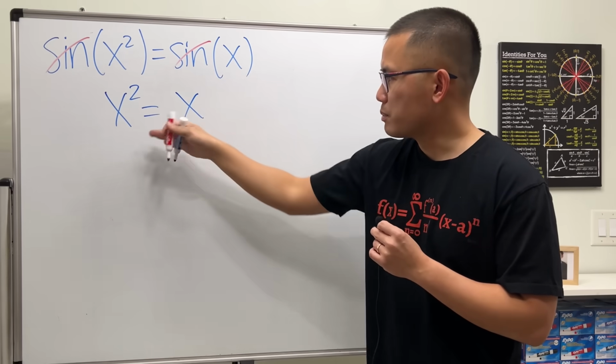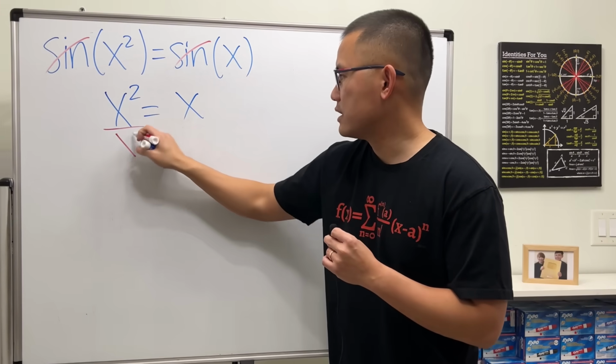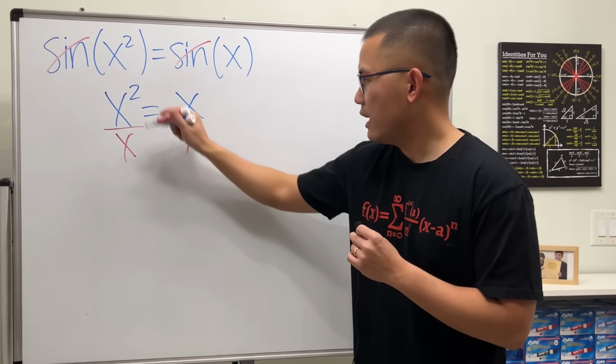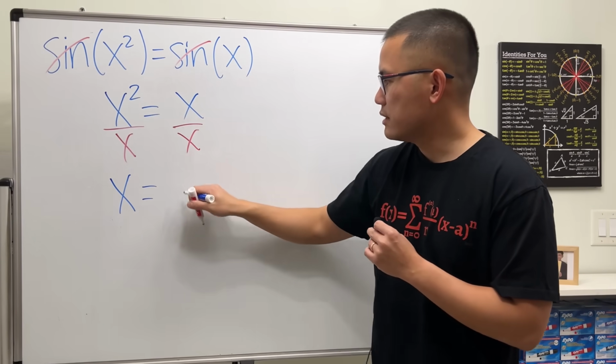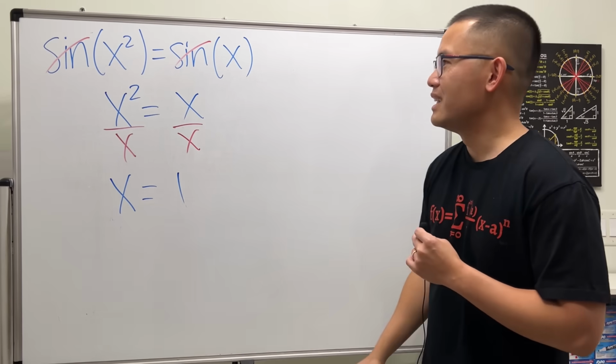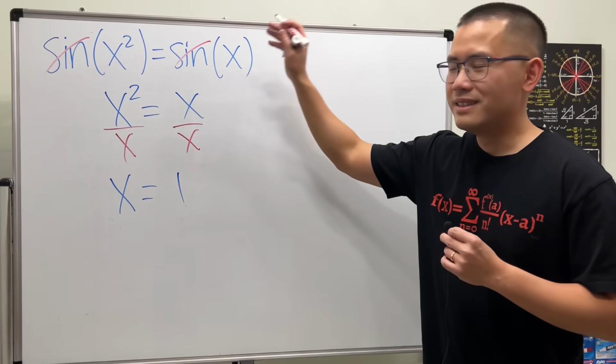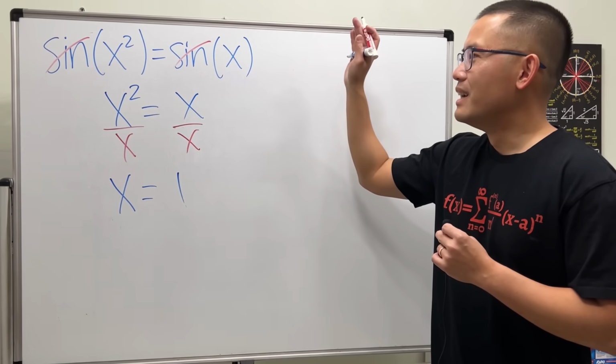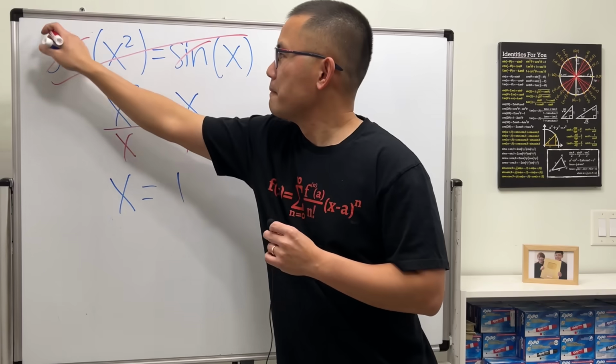And now, because both sides have x, we can just divide by x. The left-hand side gives us x, and the right-hand side gives us 1. Done, right? No, this is not okay. Firstly, this is wrong, and this is also wrong. Alright, let's talk about why this is wrong.